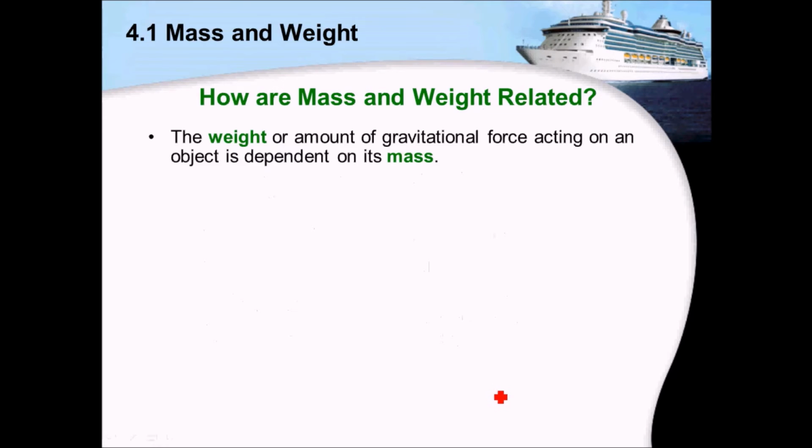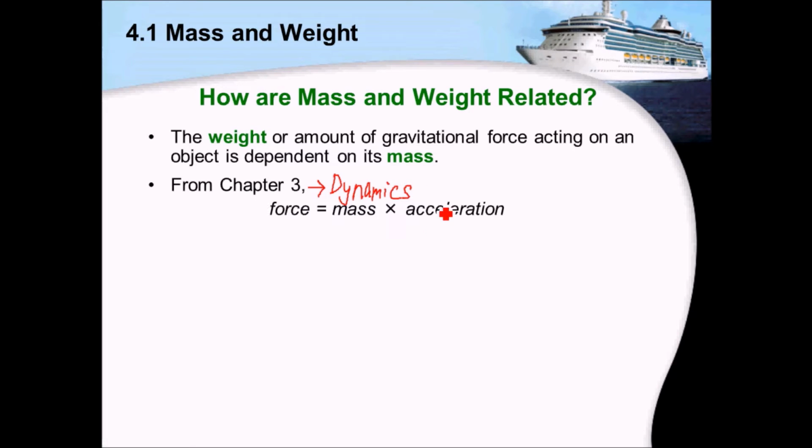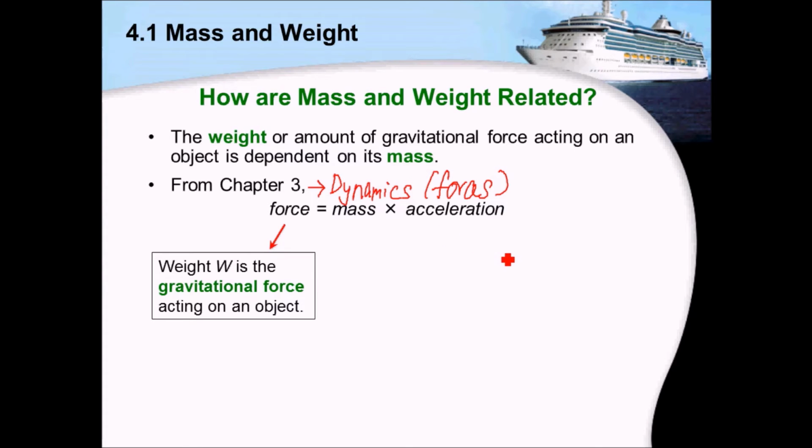So how are mass and weight related? The weight, or the amount of gravitational force acting on an object, is dependent on its mass. This is from chapter 3, which you have not studied yet, but you have studied in Sec 2. This chapter 3 actually refers to your chapter on dynamics, or forces, just in case you do not know what dynamics means. So we remember force equals mass times acceleration. Do you remember that weight is also a form of force?